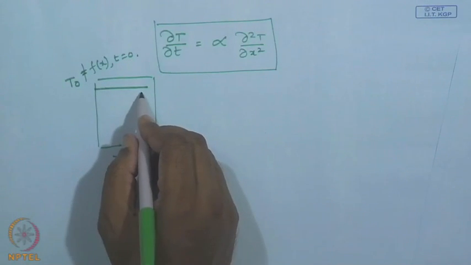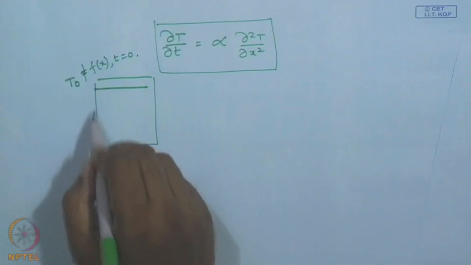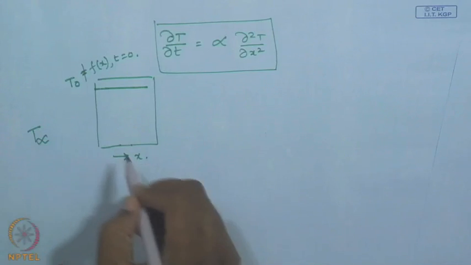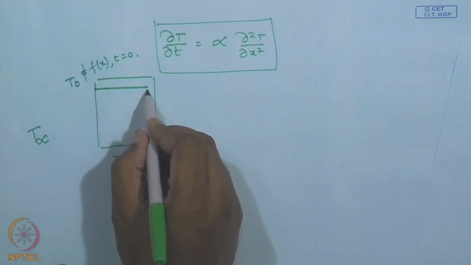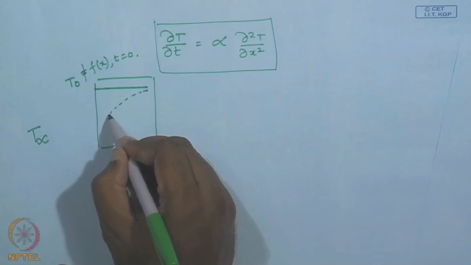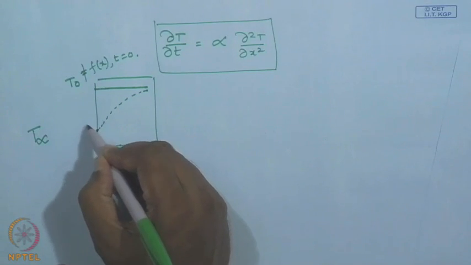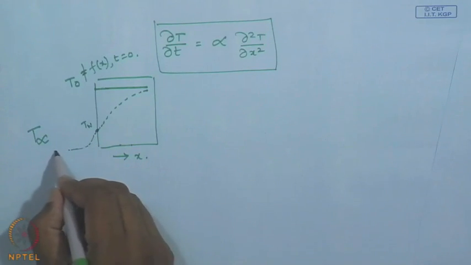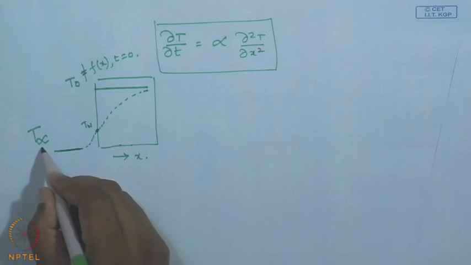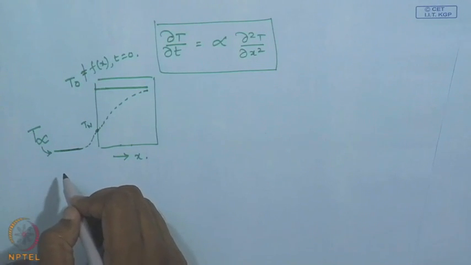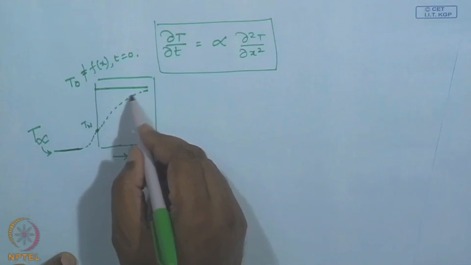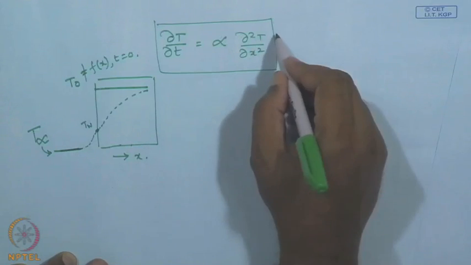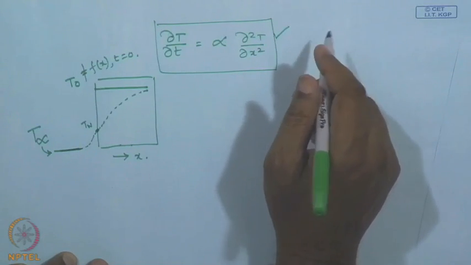Now when we allow this solid block to come in contact with another fluid whose temperature is lower than T0, then with time what you would see is that the temperature will fall. This is the temperature of the wall, and there would be a thin thermal boundary layer, and then the temperature will be equal to Tw. And the growth of this temperature variation can be expressed by this equation.